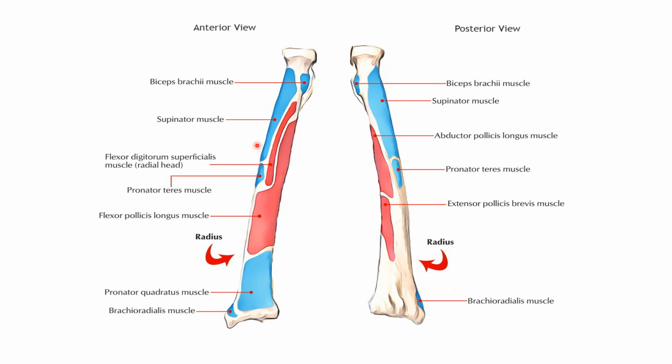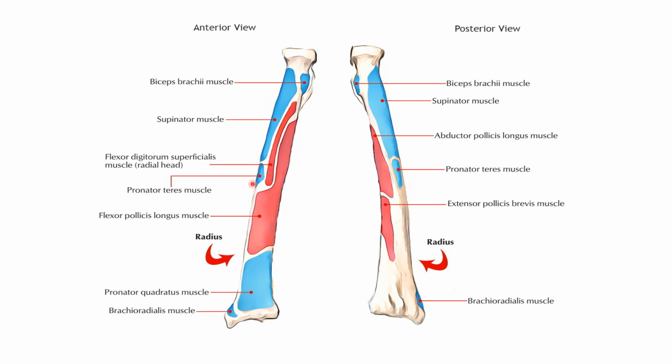So this supinator muscle is inserted into the upper part of the lateral surface, and this is the pronator teres, which is inserted into the middle part of the lateral surface, and brachioradialis is inserted into the lower part of the lateral surface above the styloid process. Here you can see this is the styloid process, and brachioradialis is inserted above the styloid process.